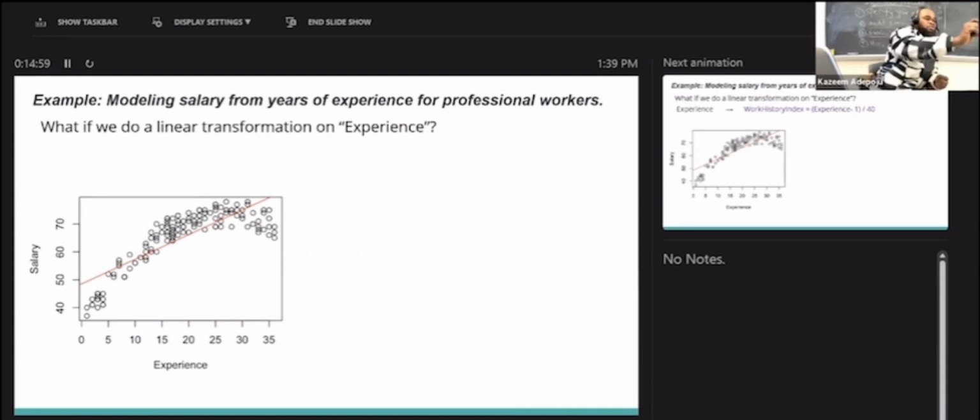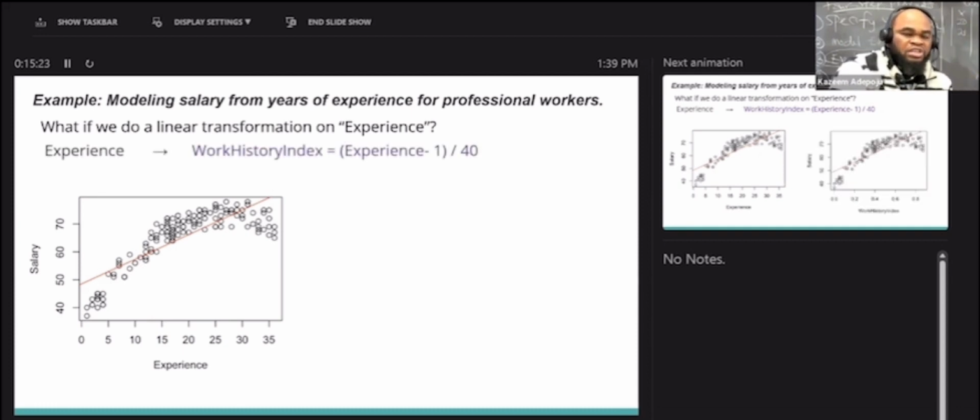Now, let me tell you this. You asked the other time whether linear transformation works, right? At times, the idea behind linear transformation is probably to put the data or the variable in an appropriate form. And I'm going to demonstrate to you now. Instead of looking at the effect of experience on salary, do you know I can redefine experience in terms of work history index?